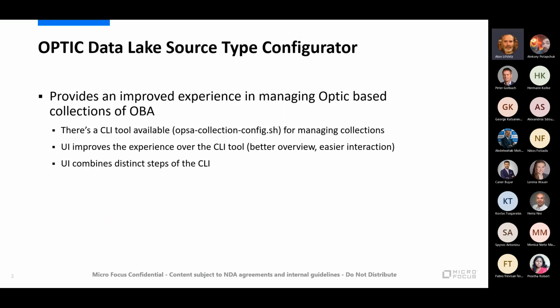So the first thing that we are going to talk about is the data lake source type configurator. The data lake of OBA is how we collect data from Optic and move it to OBA. So we had a CLI to do it in the past. We still have, of course, the CLIs, but now we have a UI that makes our life easier.